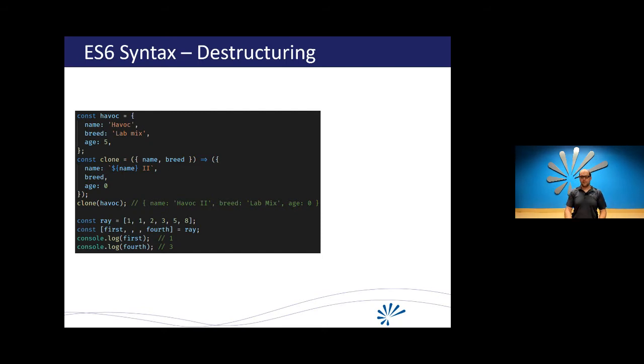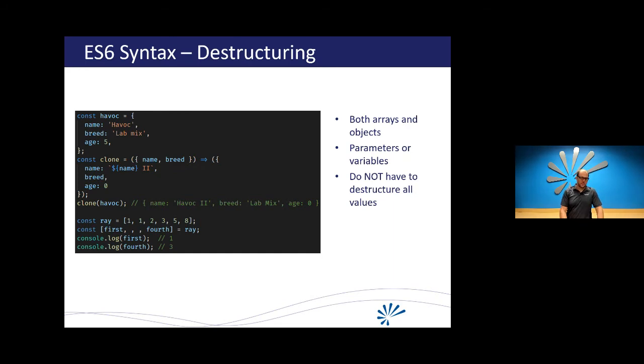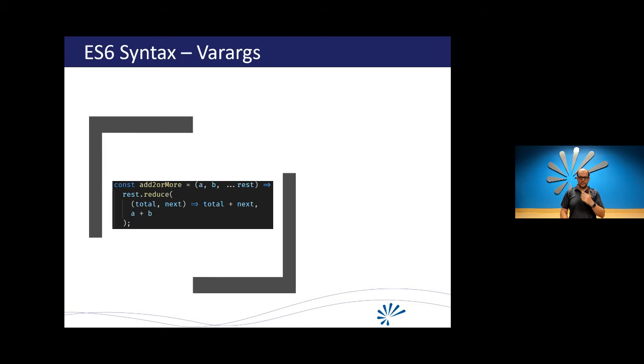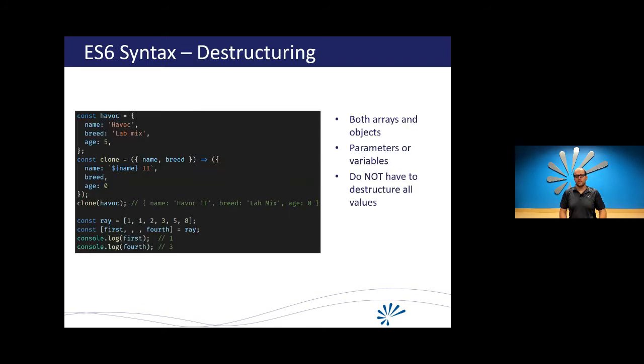So you can use them in arrays and objects. Destructuring works on both. Arrays are destructured by position. Objects are destructured by name. You can destructure parameters as well as variables. It doesn't have to be done in the parameter array. You can just do it anywhere, really. You don't have to take all the values either, which is nice.